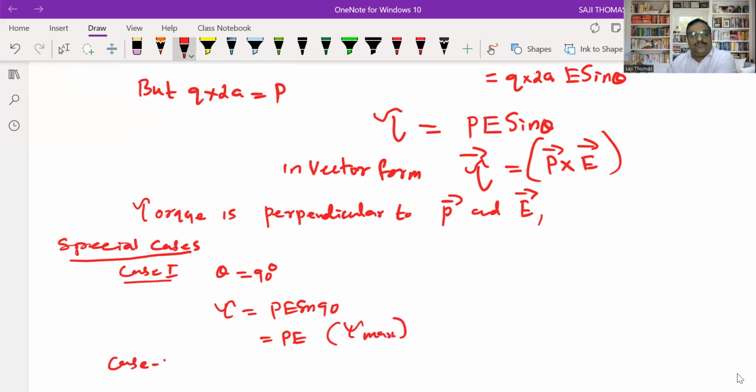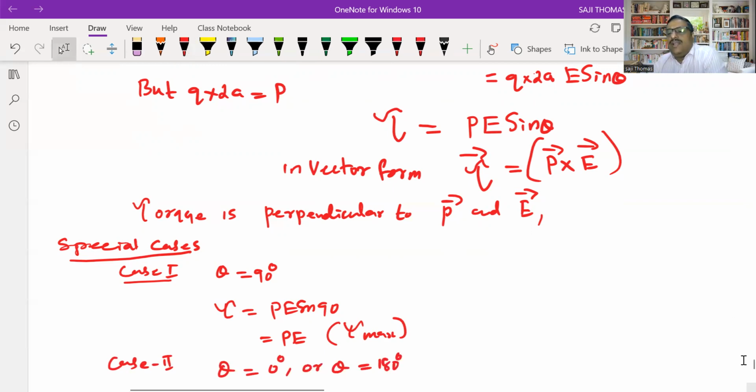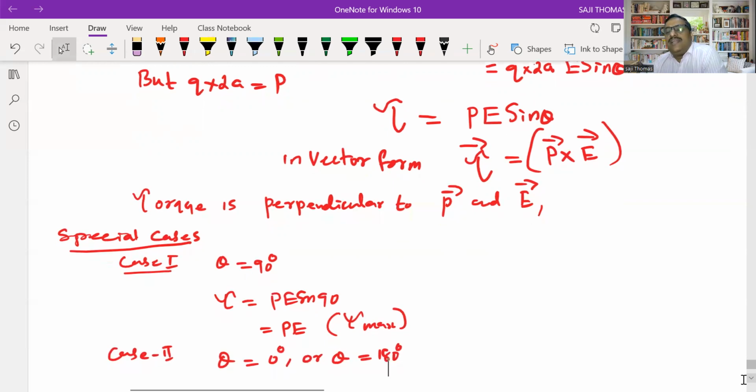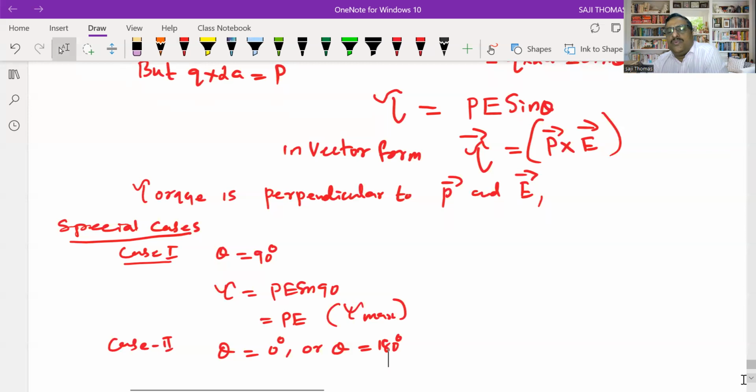Case 2. Theta is 0 degrees or 180 degrees. What will happen? Sine 0 or sine 180, it is 0, you know. So torque will be 0.